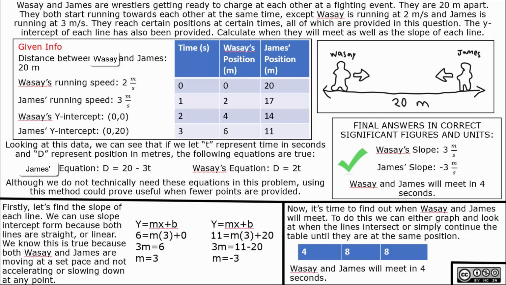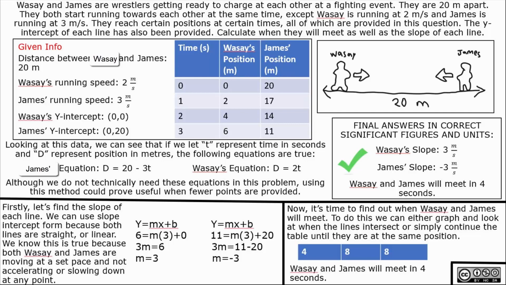And now we just insert our values, which would be 6 equals m times 3 plus 0, which would give us 3m, and then 6 equals 3m, so m equals 2. Now again, we have y equals mx plus b. We have 11 equals m times 3 plus 20. So 3m equals 11 minus 20, which would give us negative 9. Divide both sides by 3, and you have m equals negative 3. Now, it's time to find out when Wasay and James will meet.